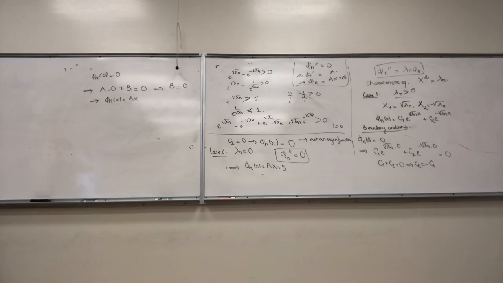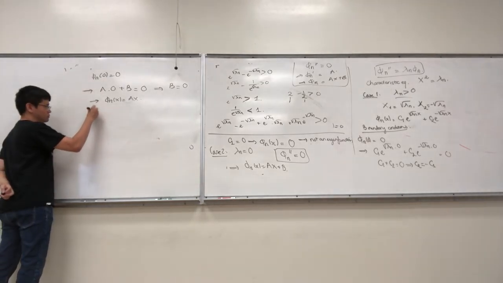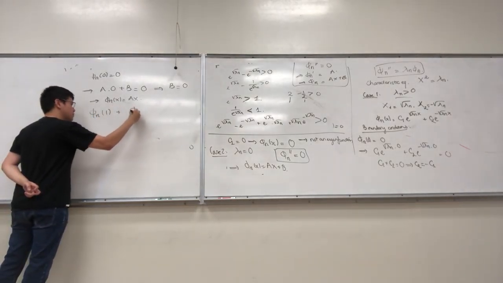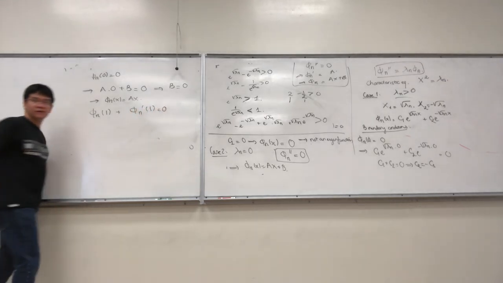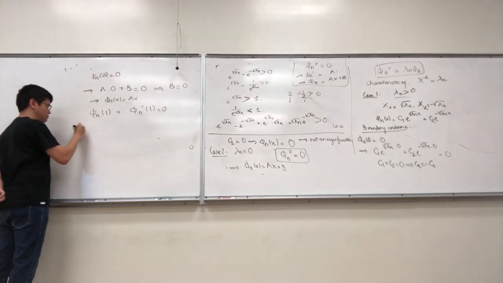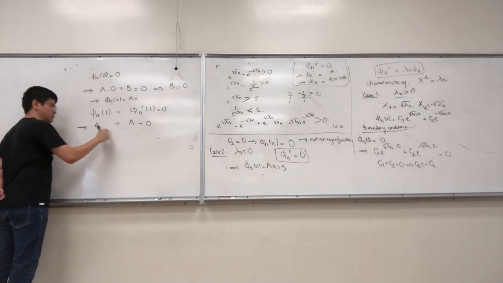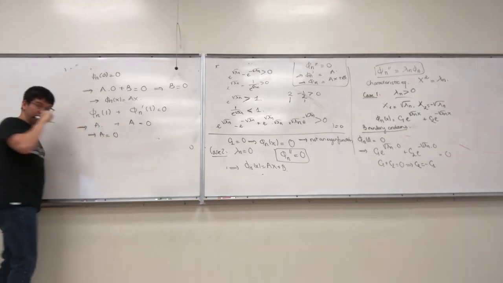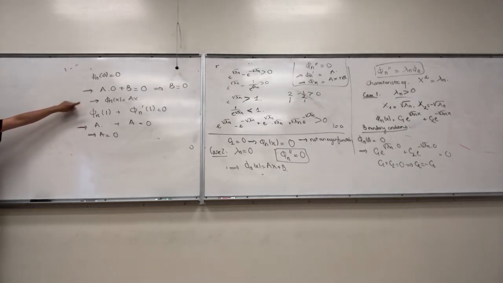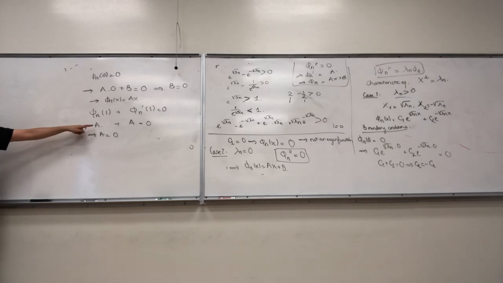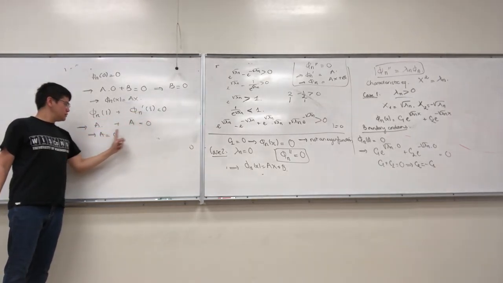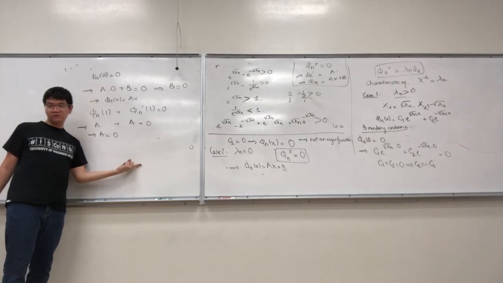The second boundary condition: phi n at 1 plus phi n prime at 1 is 0. So I have a times 1 plus phi n prime, which is a, and this is 0. Phi n at 1 will give you a, and phi n prime at 1 will give you a. You're going to have a plus a is 0, which means that a has to be 0.